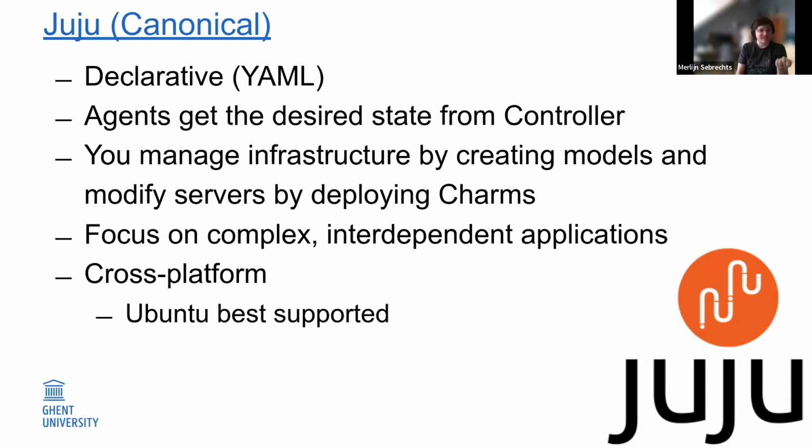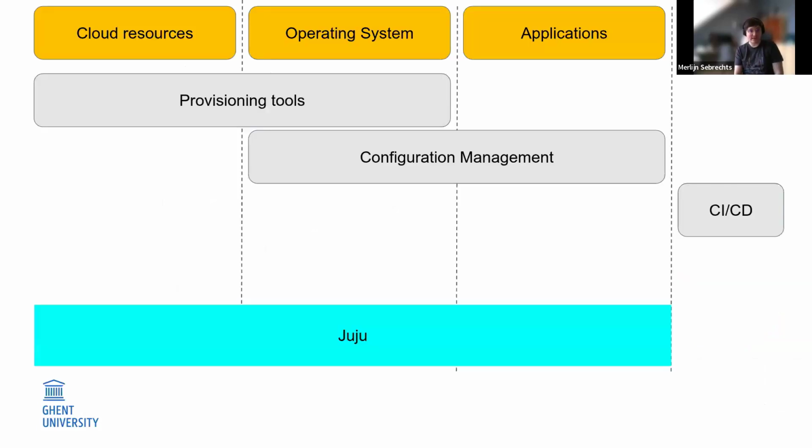Same with Kubernetes, for example. Juju is a great tool to deploy an enterprise Kubernetes platform, because you can just mix and match and get your own customized Kubernetes, and Juju allows you to do that. Juju is great at managing cloud resources, managing operating systems, and managing applications themselves, but it has no offering for CI/CD.